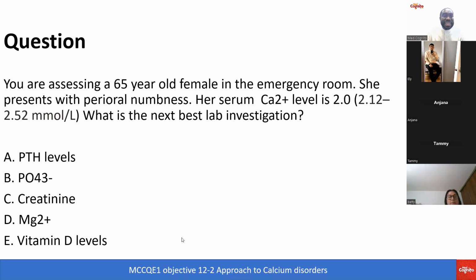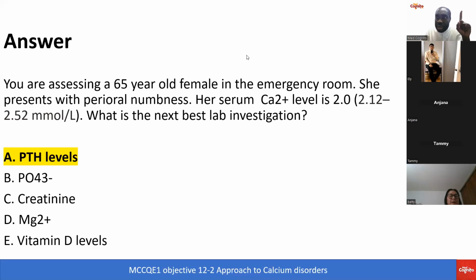So some people are saying D, some are saying B, some are saying A. I'm very happy. At least the house is divided. What if you have a patient with hypocalcemia, what is your next best step? The next best step is parathyroid hormone levels. Hypocalcemia plus hyperphosphatemia is chronic kidney disease. That's what we are thinking. Hypocalcemia, next best investigation, parathyroid hormone levels.